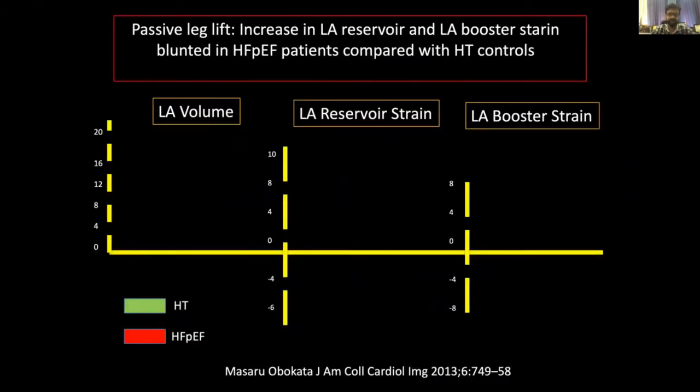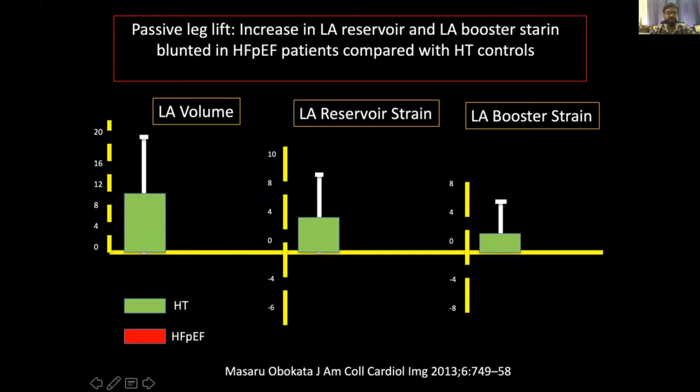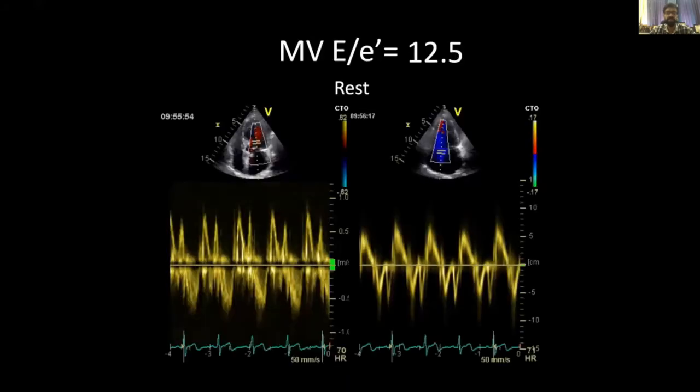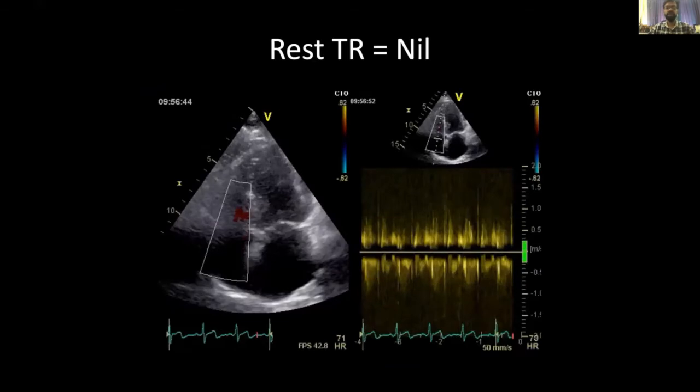So again, an article in JACC Imaging looked at the influence of the passive leg raising test on LA volume, LA reservoir strain and LA booster strain, showing that these are hemodynamic changes which occur after exercise, looking at it in a cohort of patients who are supposed to have HFpEF. So this patient had rest, didn't have TR.